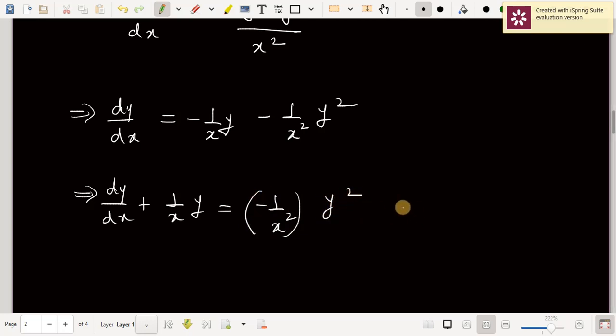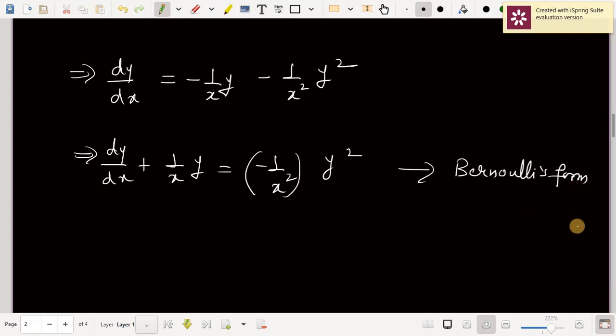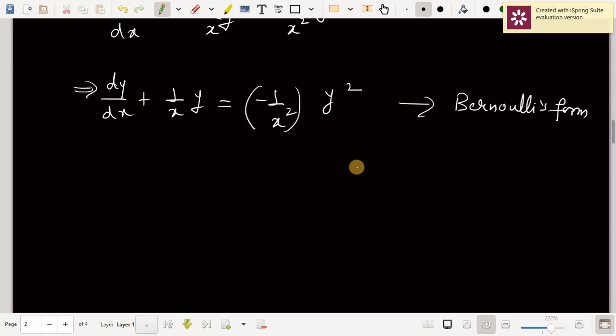Now you can see that this is your Bernoulli form with the value of n equal to 2. This is exactly of the form dy by dx plus some function into y is equal to some function of x into y raised to n, being equal to 2. Now how do we solve this? We substitute here. Let me call this equation 2.